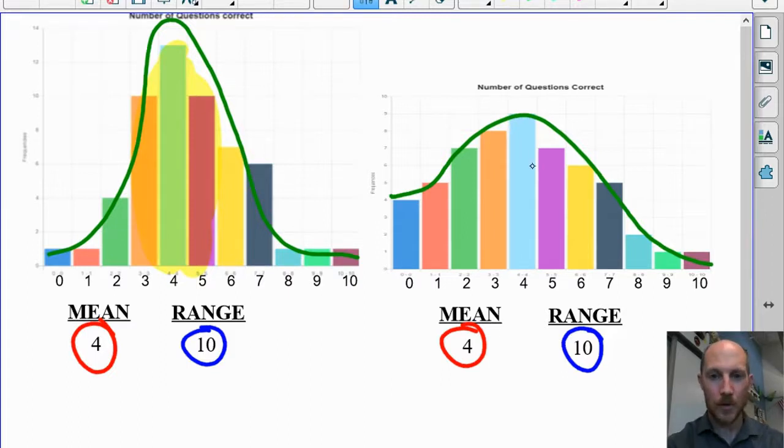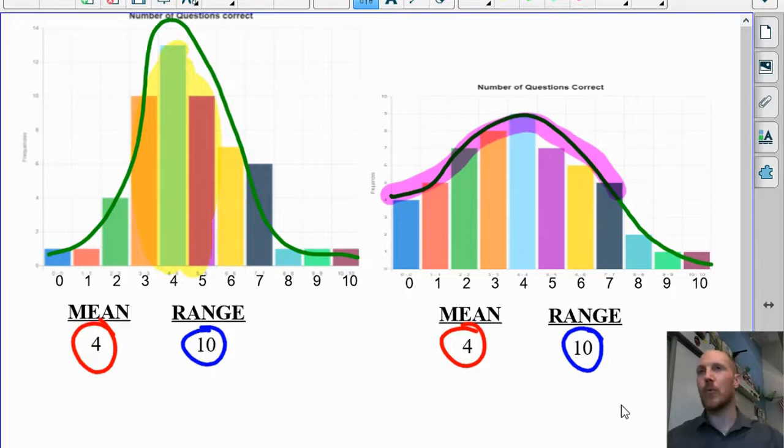But in this other class, you can see that there's a pretty wide band where people got different numbers correct, from 0, 1, 2, 3, 4, 5, 6, all the way up to 7. It's pretty high frequency for all of those. And so that gives the graphs a very different shape.